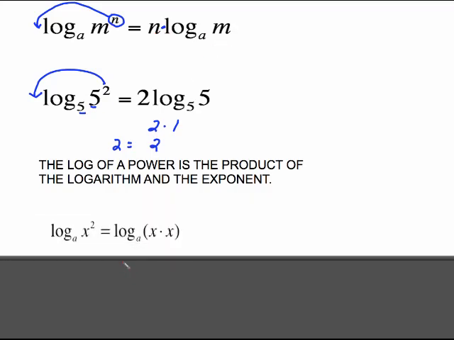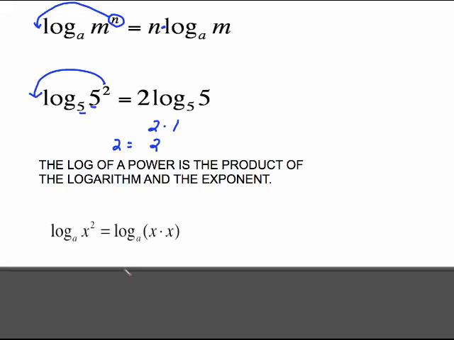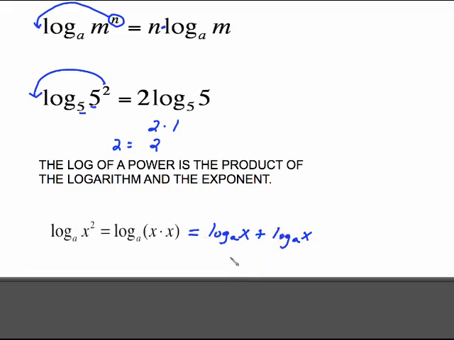The log of a power is the product, meaning we're going to multiply that exponent times the logarithm. To show you why this one works, I'm going to use the property that we had in the beginning. Log base A of x squared is the same as log base A of x times x, which according to the first property breaks into log base A of x plus log base A of x. Well, if you add one of these plus another of these, you end up with 2 log base A of x's.